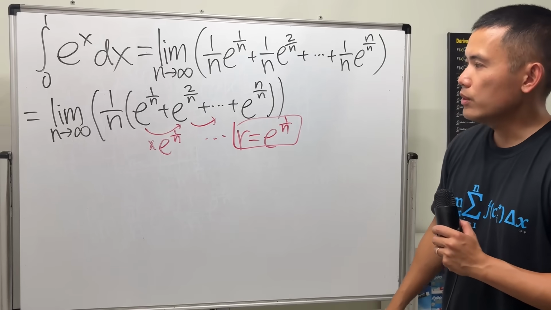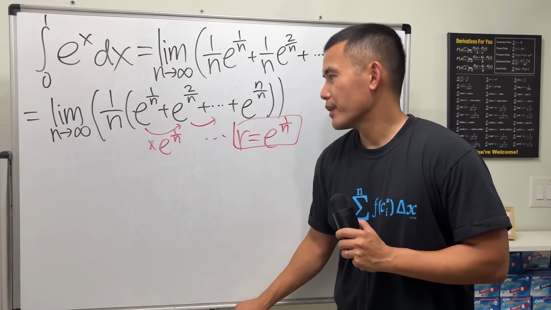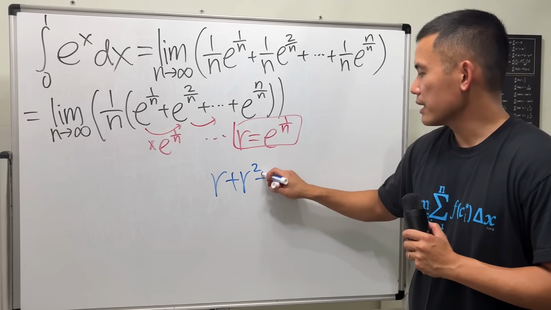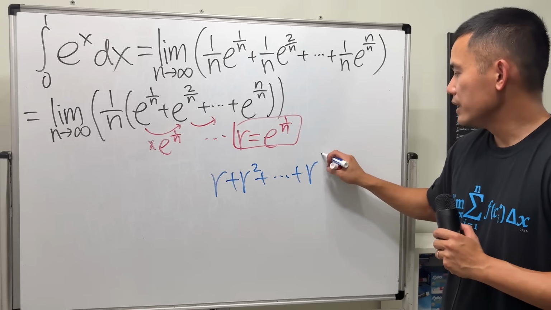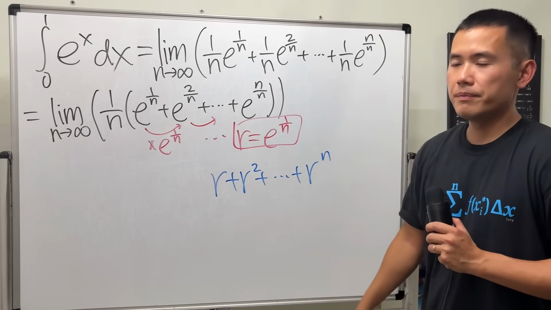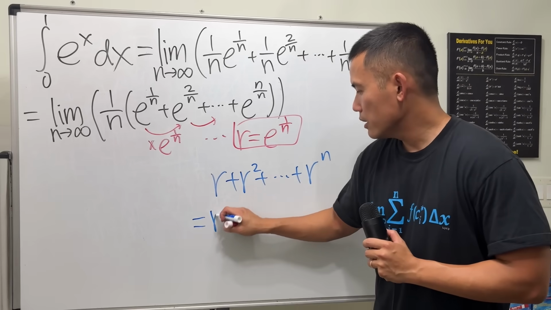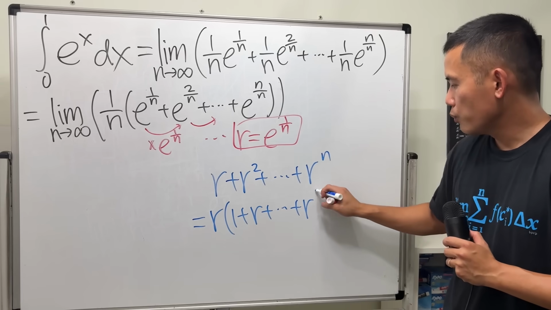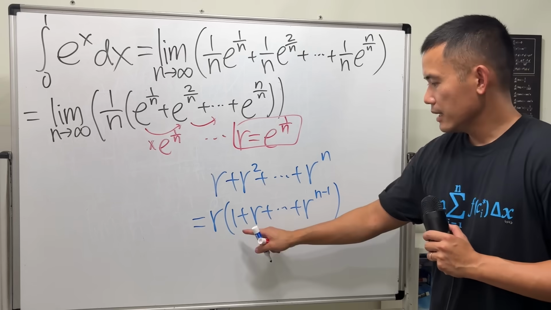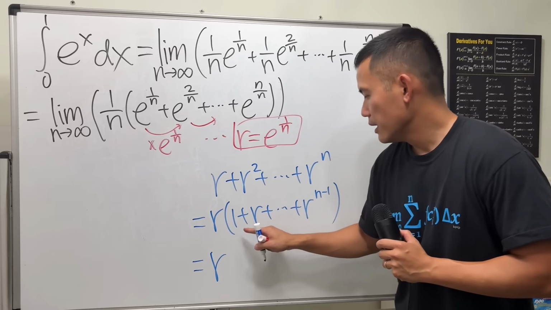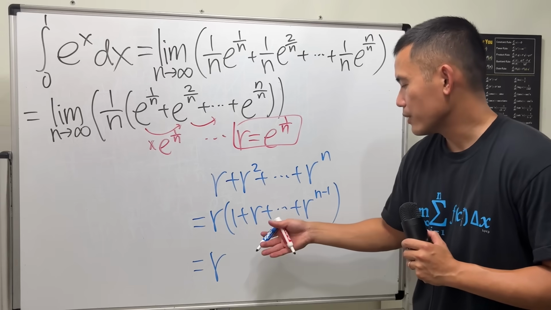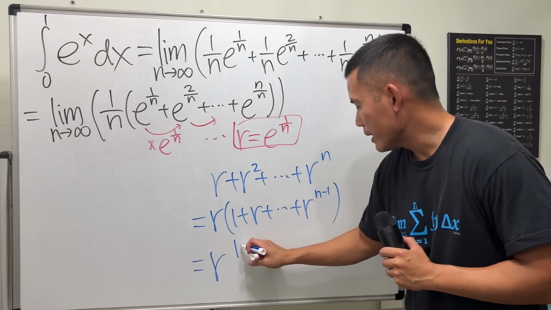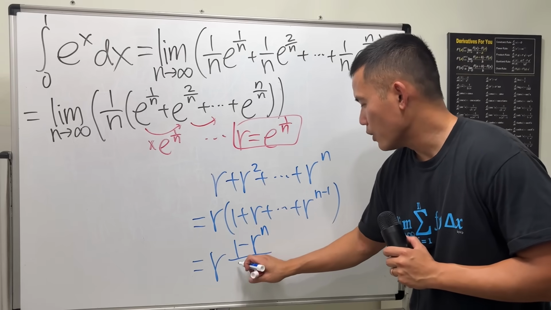Okay. Then how do we put them together though? Well, here's the thing. Suppose we have r plus r squared plus dot dot dot up to r to the nth power, which is this equation. First, we can factor out the r, and we get 1 plus r plus dot dot dot up to r to one power less, right? This right here, in fact, we can factor it. It's equal to 1 minus r to the n over 1 minus r.